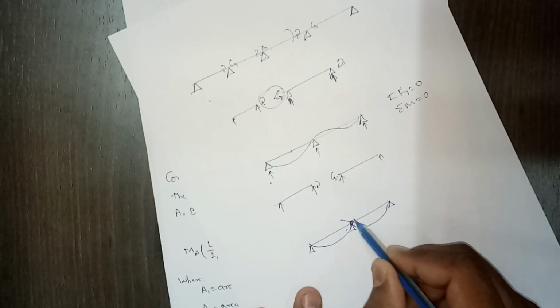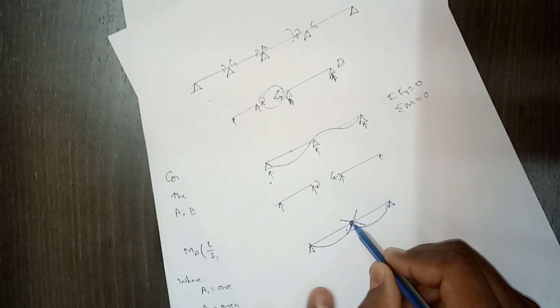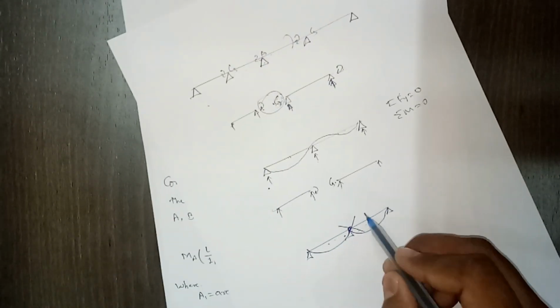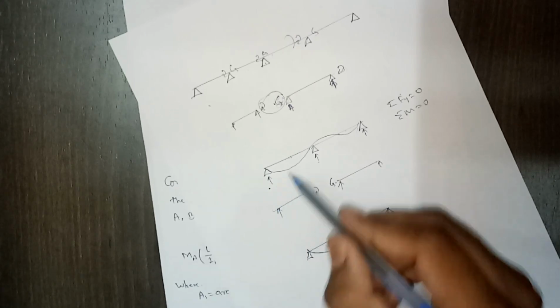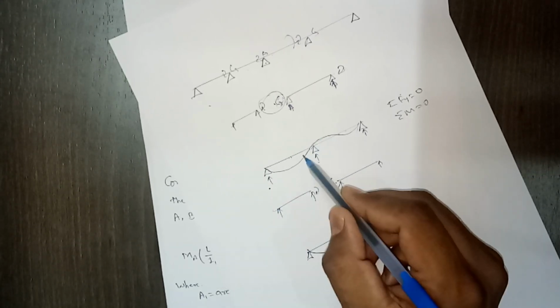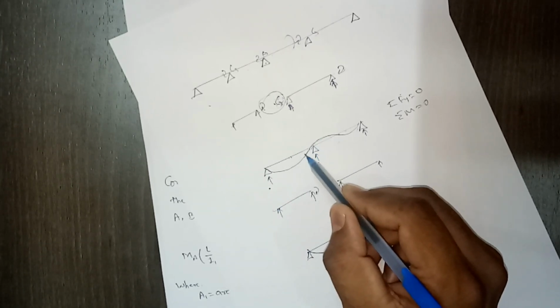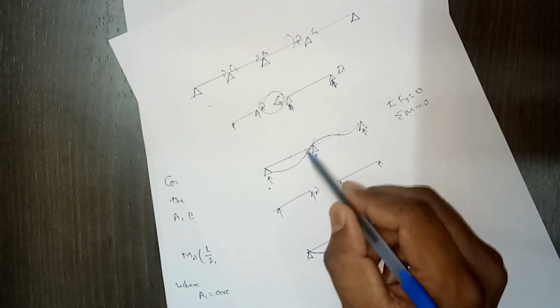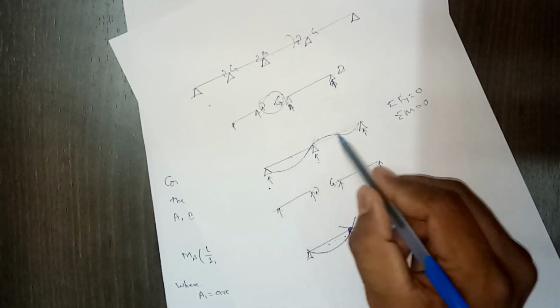So there will be a discontinuity. You will get two slopes at one point. Then these two spans will behave like two separate simply supported spans. But if it is continuous, then this moment or rotation will get transferred from one end to another end, and the slope will also be one value at that point. So this is a continuous structure, a continuous beam.